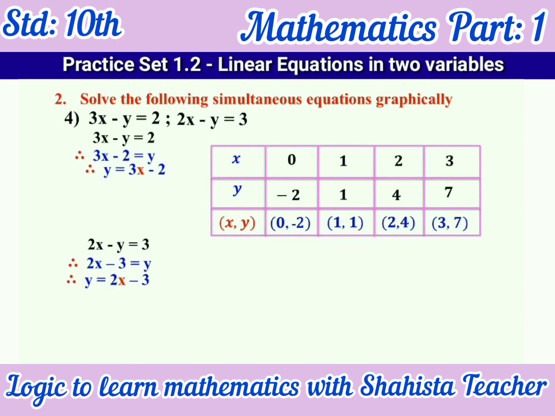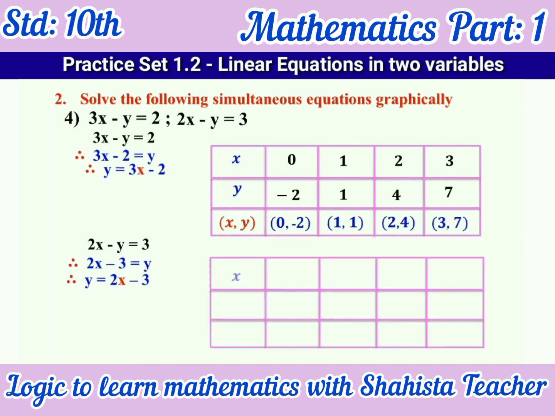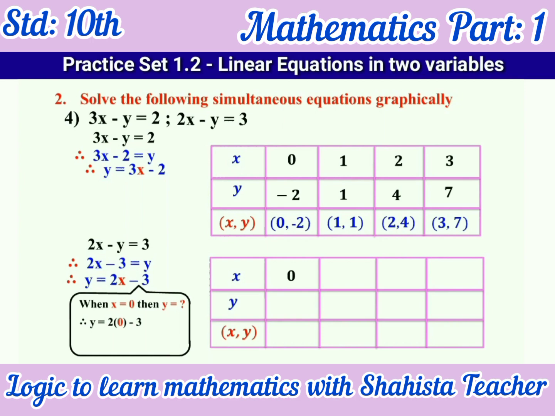Here we are going to find the value of y. So again the same x comma y. Let us take x is equal to 0, then y is equal to question mark. In the place of x we will put 0. So y is equal to 2x minus 3. So 2 bracket 0 minus 3. 2 zeros is 0, minus 3. 0 minus 3 is minus 3. So y is equal to minus 3. X is 0 and y is minus 3. So 0 comma minus 3.